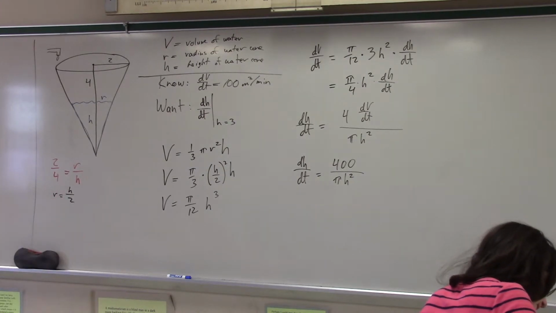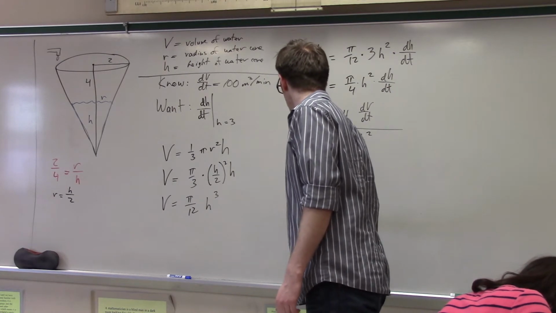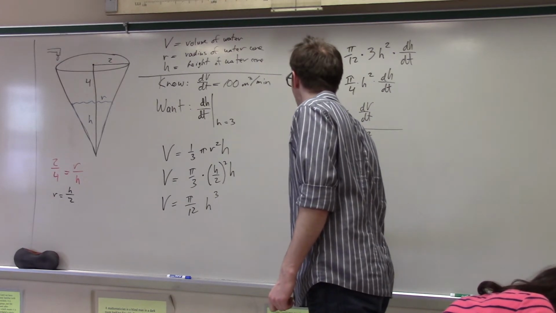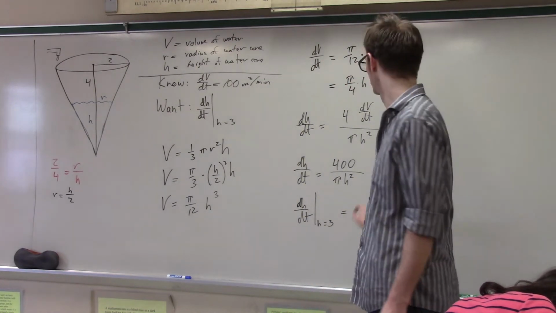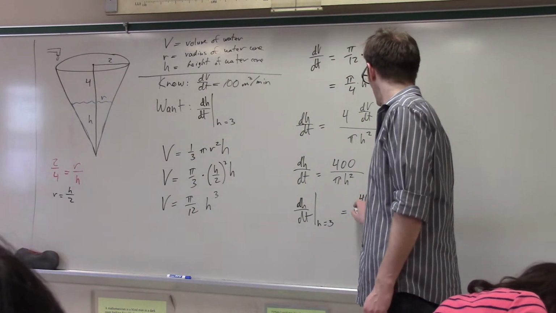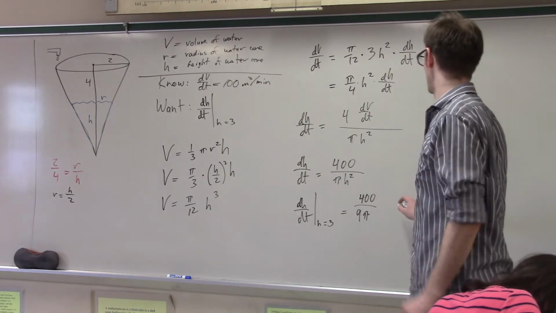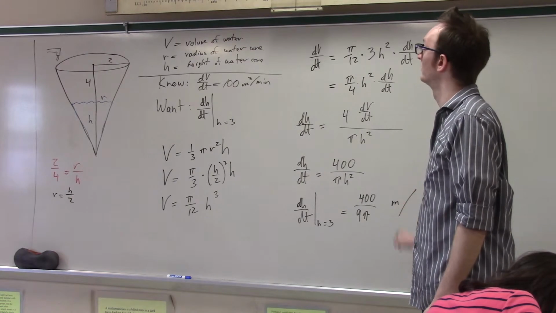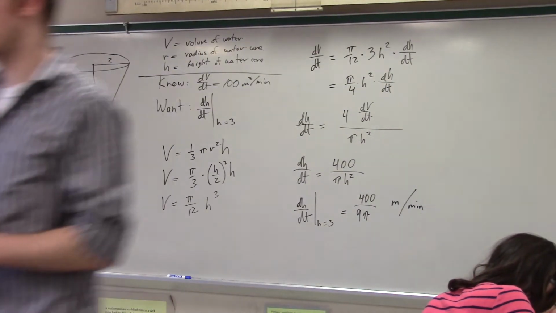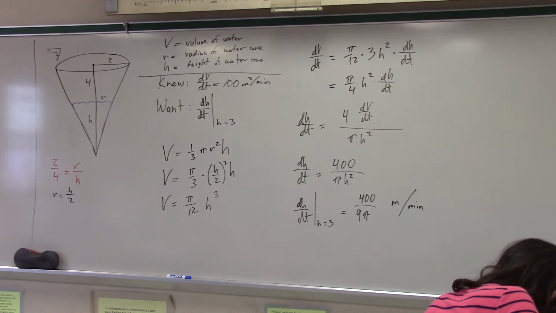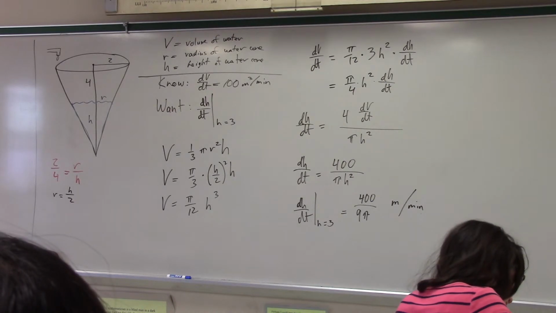And so now finally it's time to answer the particular question which was asked, which is what is dH dt at h equals 3? And the answer is 400 over 9 pi. And the units? Guess it's like meters per minute. Meters per minute. All right, that was barely acceptable lesson on this topic, but hopefully that kind of made some sort of sense.